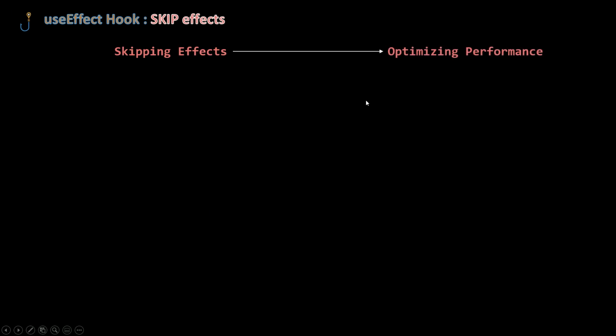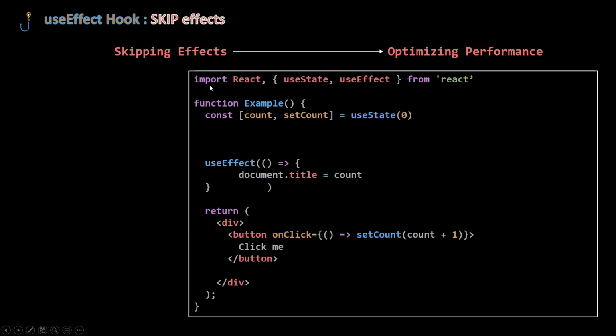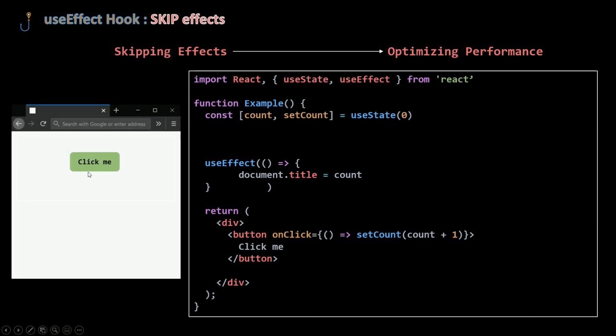Skipping effects means optimizing performance, so you don't run some effects when you don't need them. Let's see an example. We import React useEffect. You've seen this before. We have our count state, and then we use effect to change the title of our document. We render a button. On click, we increment our count by 1. When this renders for the first time, useEffect will call this line and set the title to the count, which is going to be 0.